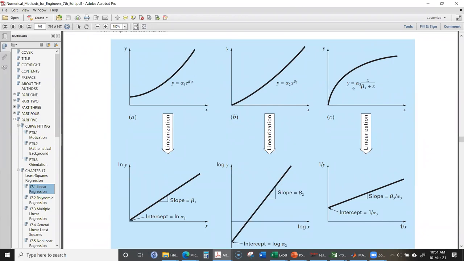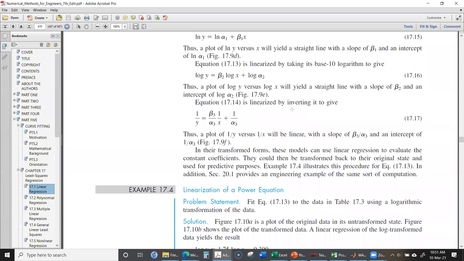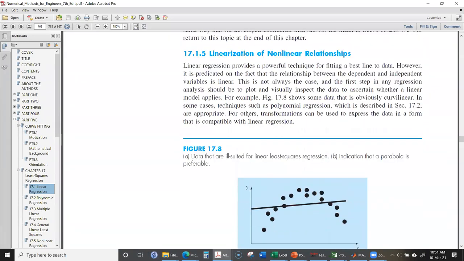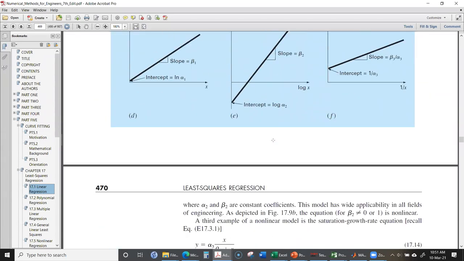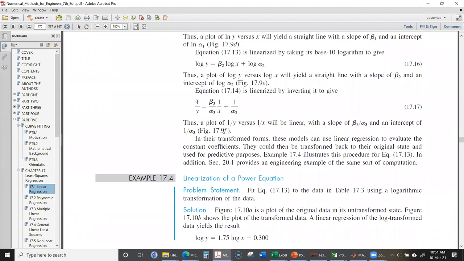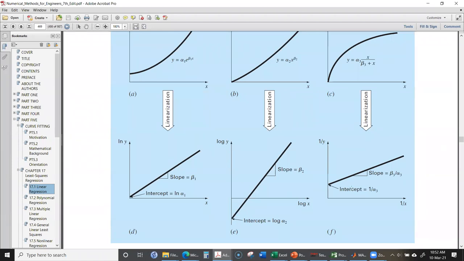And the third type of curves are of this kind, in which y is equal to alpha 3 x over beta 3 plus x. And these curves are called growth curves. For this curve, what we can do is take the reciprocal of both sides. So instead of y, we take 1 over y, and instead of x, we take the reciprocal as well. And then if we plot the reciprocal of y and the reciprocal of x against each other, we get a line with some intercept and slope. So in this case, we can also linearize it.